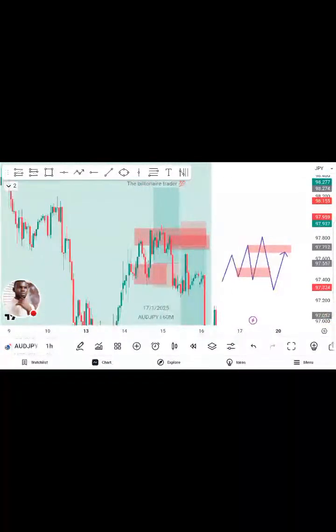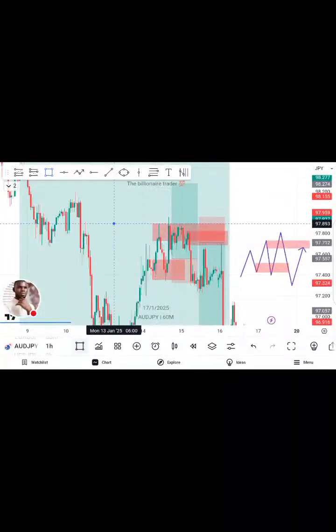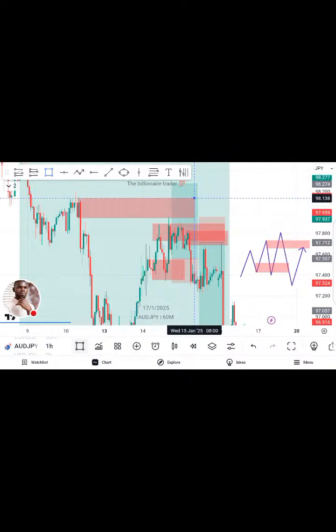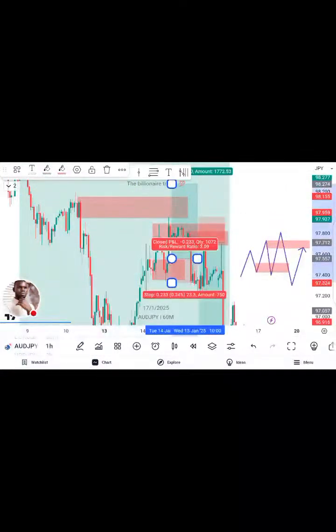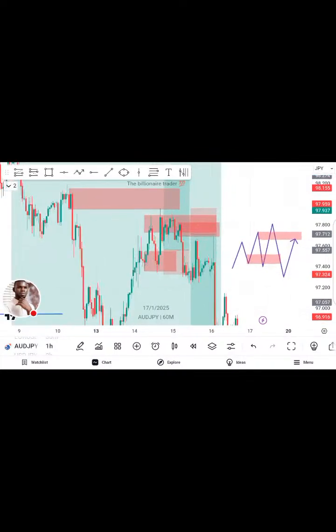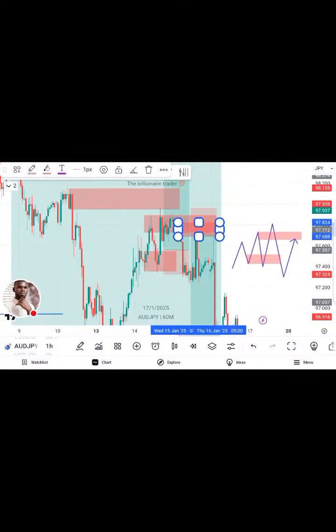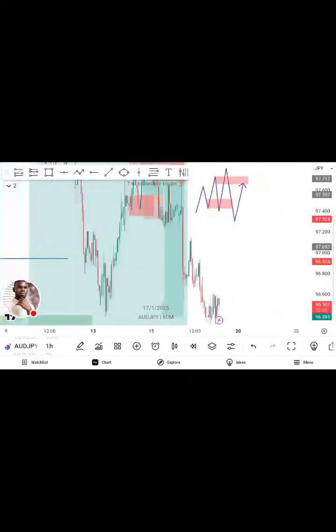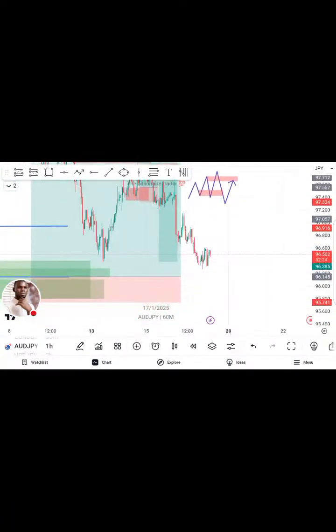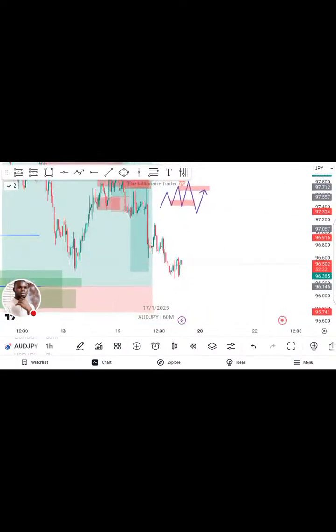And what really led to that was the mitigation of this supply zone. That's what made this buy fail, and there's a transfer of money from this supply zone to the next supply zone found around this area. So it led to the continuation of the bearish order flow.